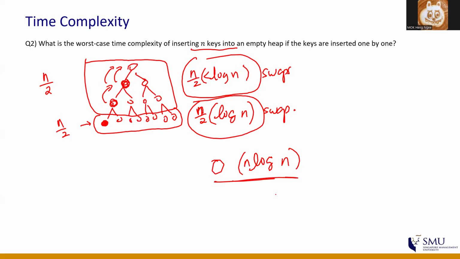In the next section, the last section, we are going to show that if we already have the n keys, if we already know what the n keys to be inserted into a heap are right at the beginning, we can actually perform this insertion in an O(n) way, which is better than O(n log n).